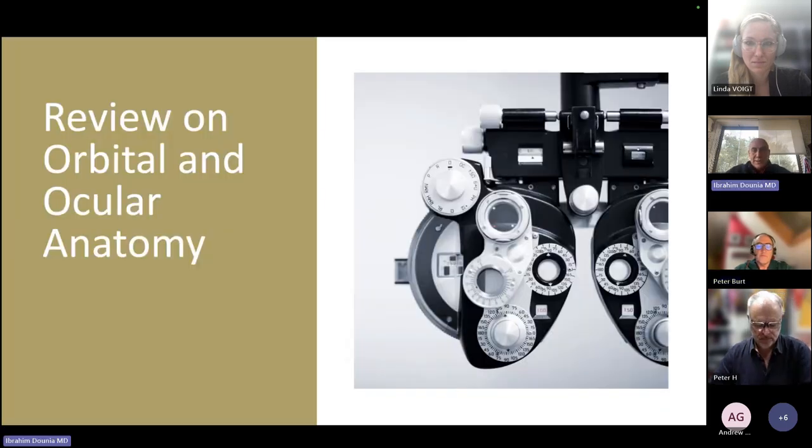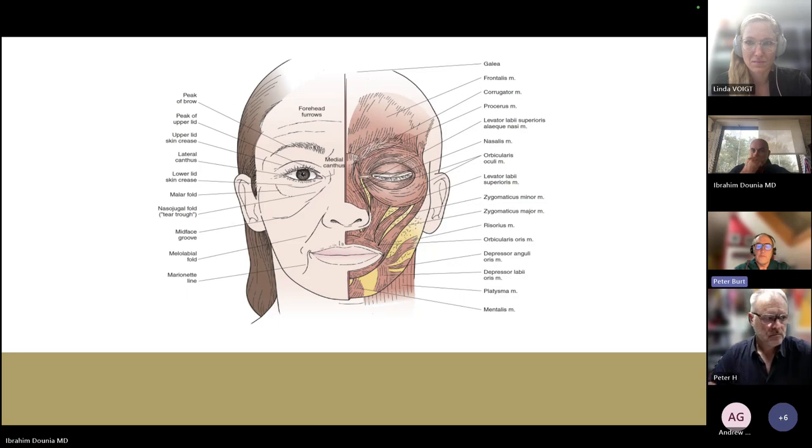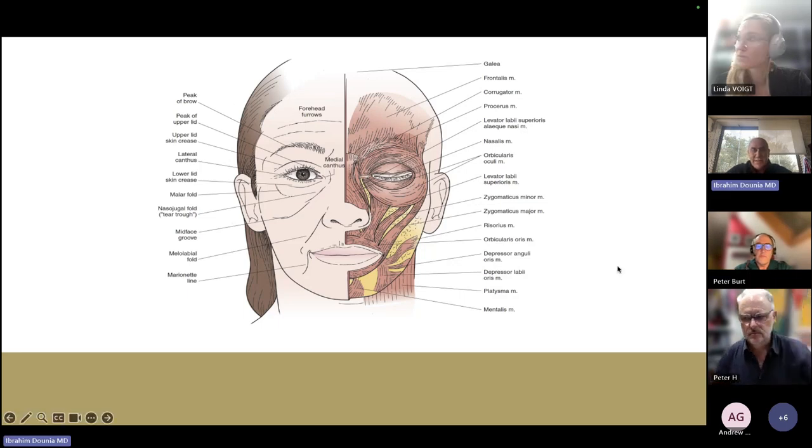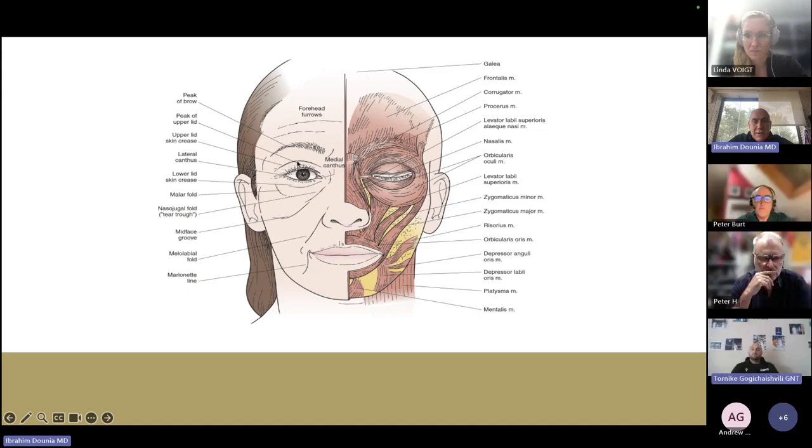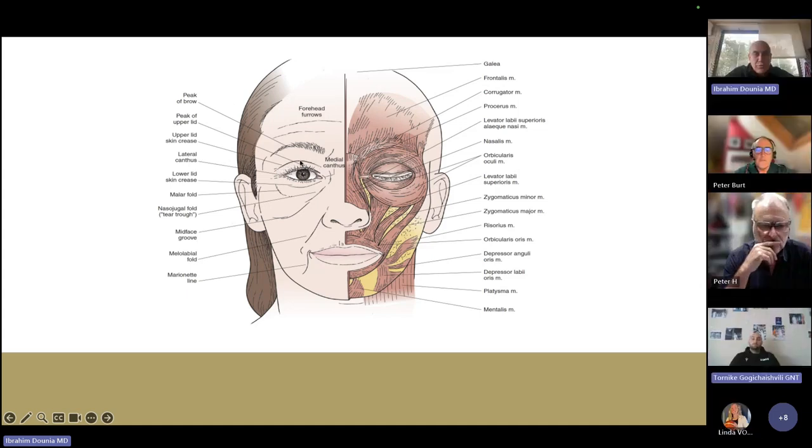Review on the orbital and ocular anatomy. This is a very busy slide, and what concerns us are a few things. This is the eyelid crease, which comes about 10 millimeters above our eyelashes. It's an important landmark. If we have a trauma, if we want to suture, if we want to do anything, it's very important that we follow the path of this eyelid crease.